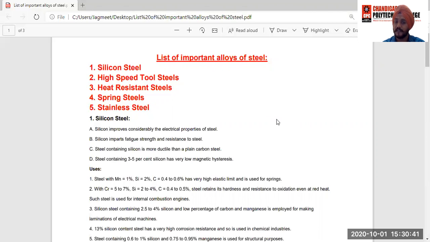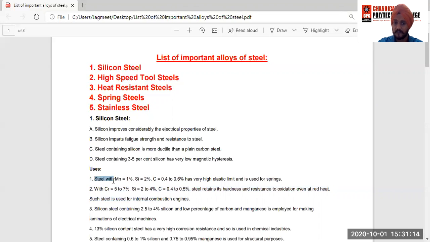With chromium 5 to 7%, silicon 2 to 4%, carbon 0.4 to 5%, steel retains its hardness and resistance to oxidation even at red heat. Such a steel is used for internal combustion engines. So this is the difference of two varying elements. You can see the variation in elements added in the steel can improve different properties of the material.